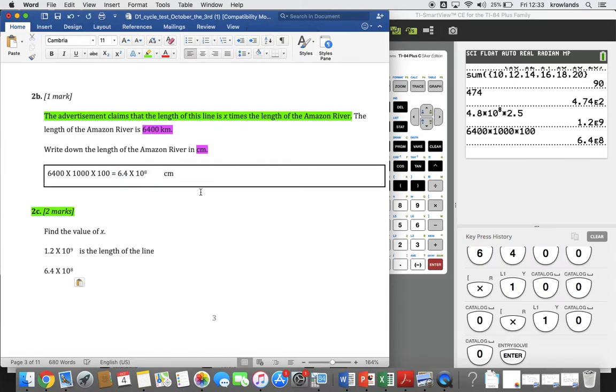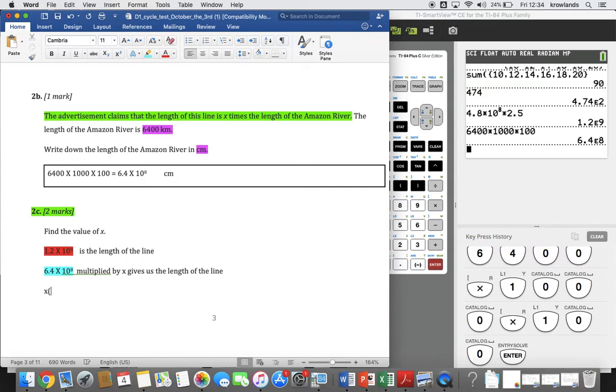So we're going to say that in order for us to get to the red number, which we're going to call the length of the line, from the light blue number, we need to multiply by X. So this multiplied by X gives us the length of the line. Right, so in the exam you don't actually need to write this, but for me I need to write this down to understand what's going on. So I'm going to form an equation.